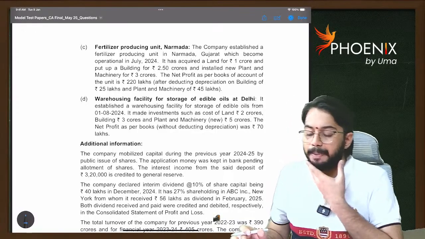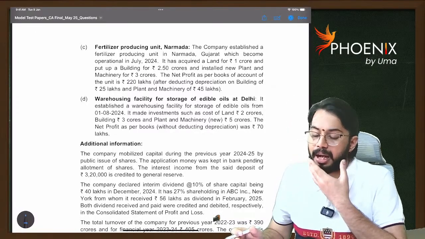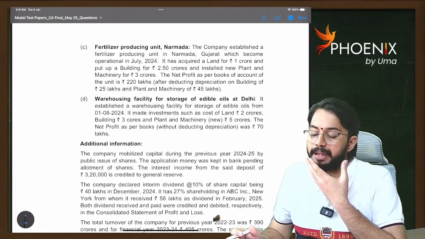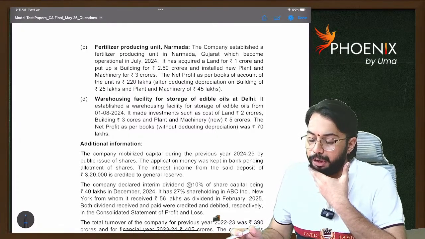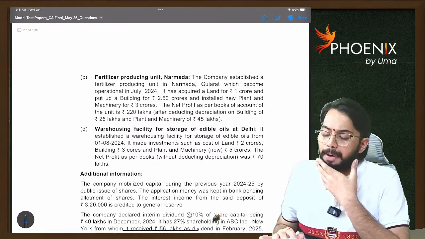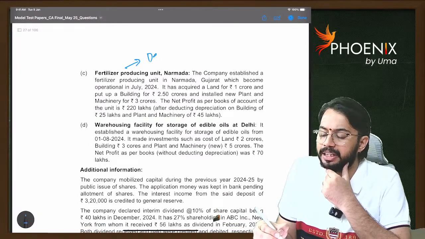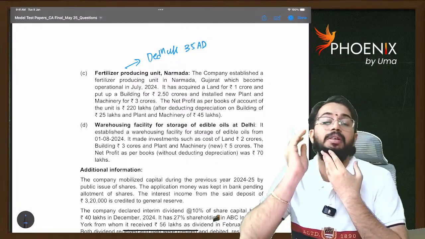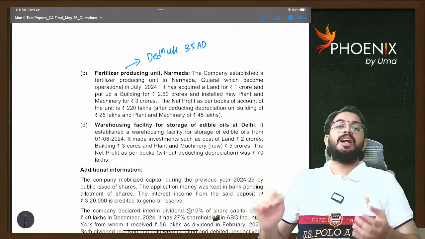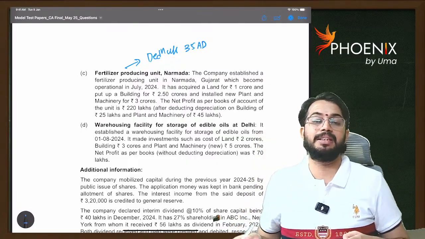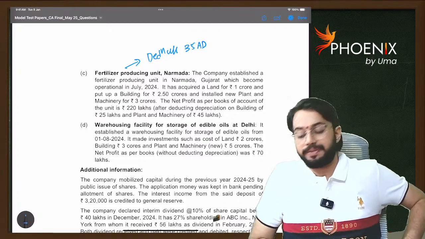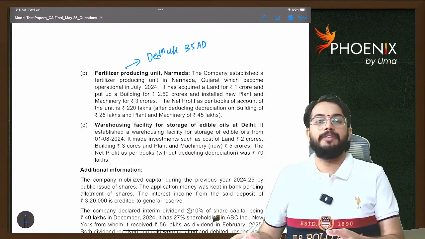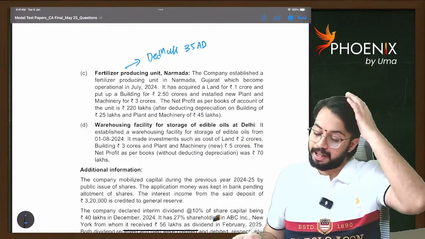Next, fertilizer producing unit, Narmada. The company established a fertilizer producing unit in Narmada, Gujarat, which became operational in July 2024. So, this fertilizer producing unit is eligible for deduction under section 35 AD. See, there are 14 businesses covered under section 35 AD, specified businesses. One of the specified businesses is fertilizer manufacturing unit. The fertilizer manufacturing unit is eligible for deduction under section 35 AD.